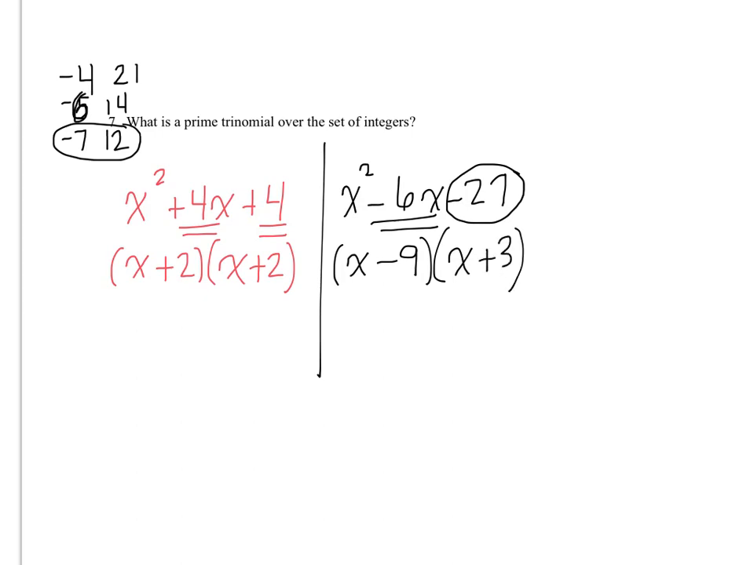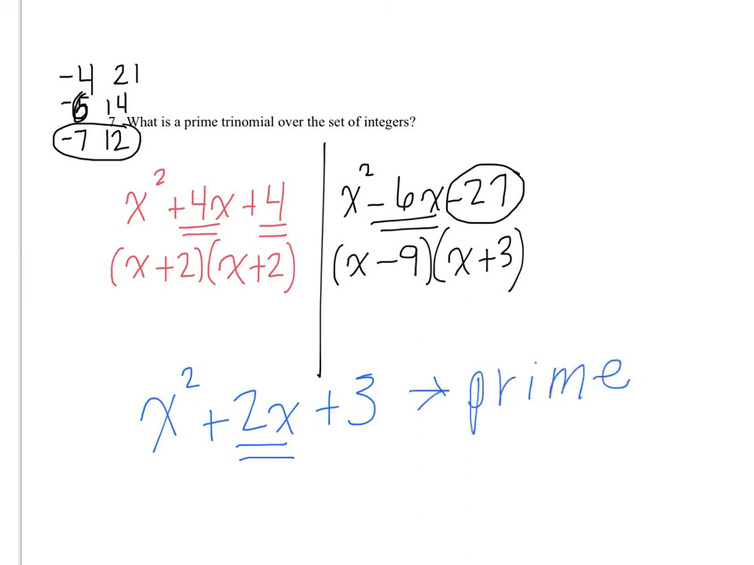So anything prime would be something that you cannot factor. So you could have x squared plus 2x plus 3. There are no factors of 3 that add up to 2. So this would be prime. So just be able to tell whether or not a polynomial, or I'm sorry, a quadratic equation is prime. If it cannot be factored over integers, meaning you only have integers in your parentheses, then it is prime over integers.